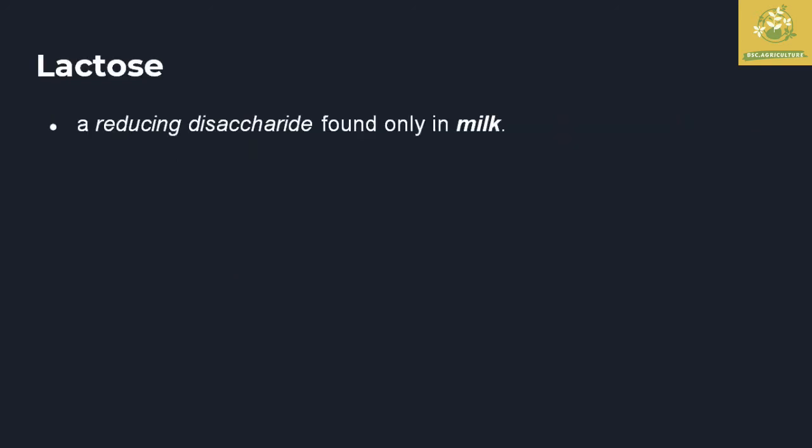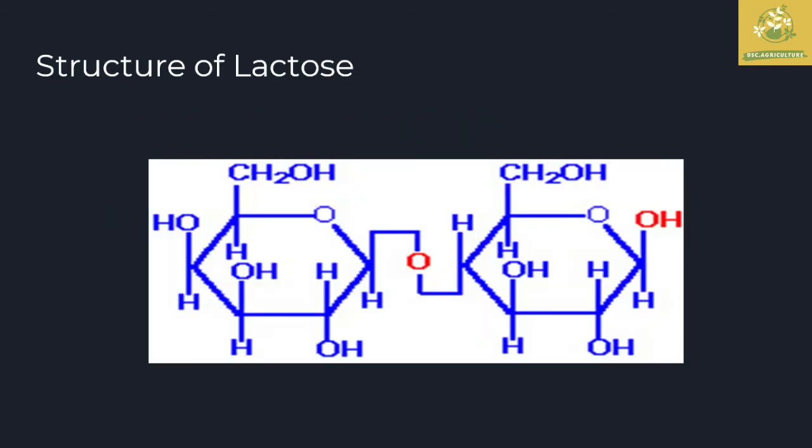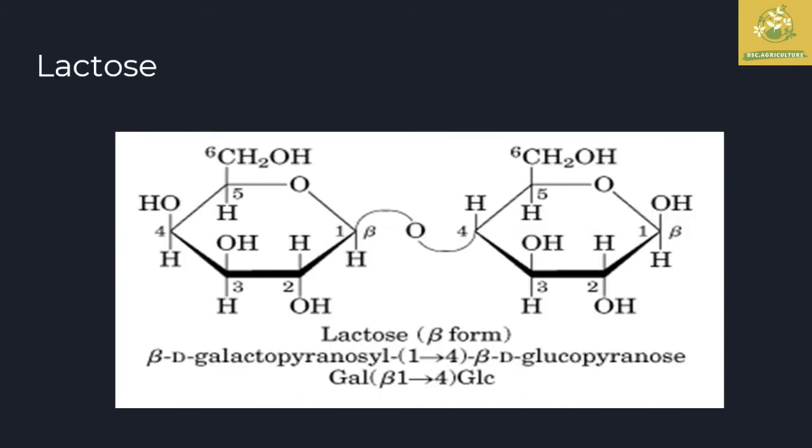Now we are going to see lactose, which is a reducing disaccharide found only in milk. Lactose is made up of galactose at the non-reducing end and glucose at the reducing end, connected by a beta 1-to-4 linkage. We are going to see the structure of lactose, where you can clearly see the beta 1-to-4 linkage in this picture.